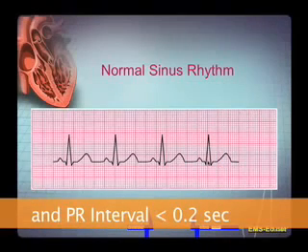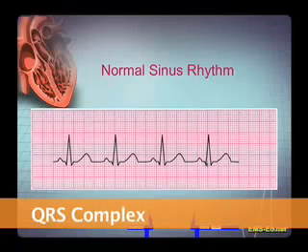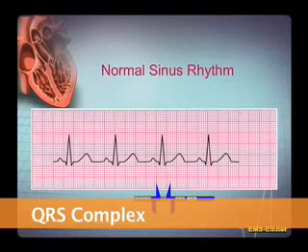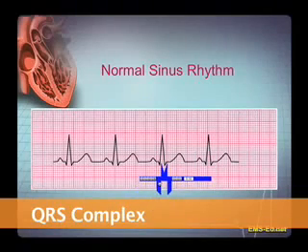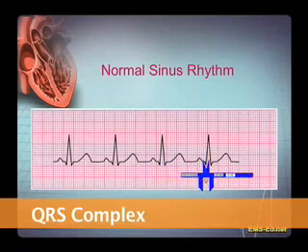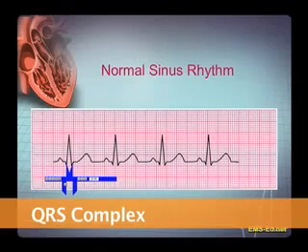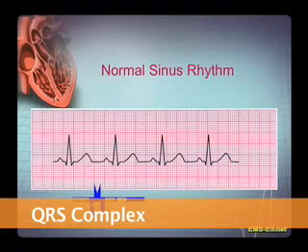Now let's look at the QRS complex. The QRS complex, in order to be within normal parameters, needs to be less than 3 little boxes. So let's take our calipers here, set it at 3 little boxes, or 0.12 seconds, and ask ourselves, is the QRS complex less than that? And it appears to be so. So we have a normal QRS complex.